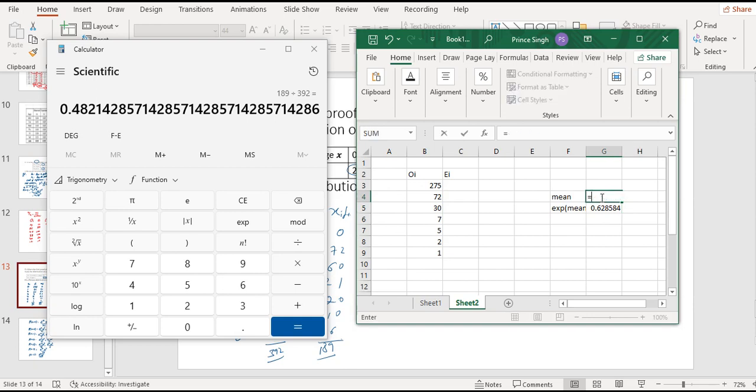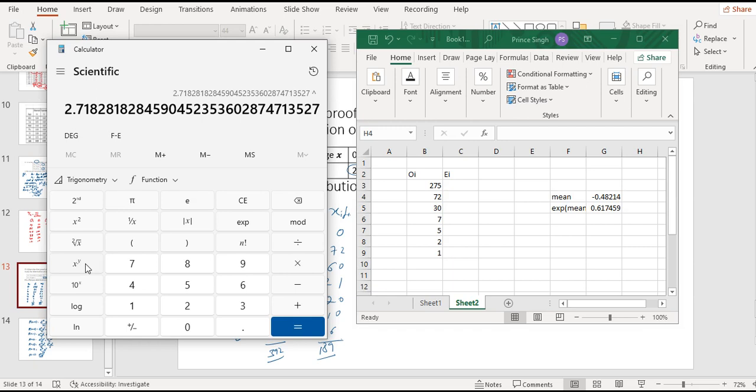Let me check. 189, right? 189 by 392. And now we multiplied with a negative sign. Right, now the value is correct. And if we take the exponential, now you can see the value is the same. And we take the reciprocal, it is 0.6174, right?